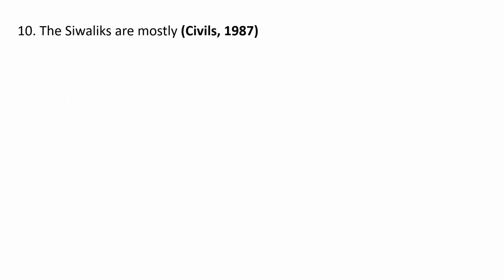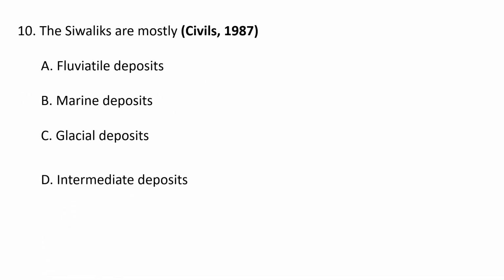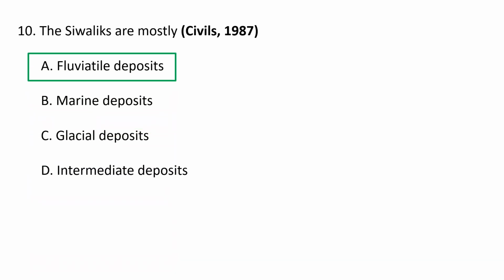Next question. The Siwaliks are mostly A. Fluviatile deposits, B. Marine deposits, C. Glacial deposits, D. Intermediate deposits. The Siwaliks are mostly fluviatile deposits. The Siwalik group ranges in age from early Miocene to Pleistocene. It is believed to be deposited in a fluvial environment, controlled by contemporary Himalayan tectonics and climate. A is the correct answer.